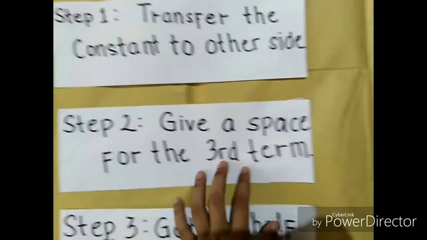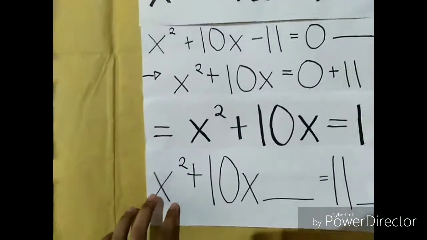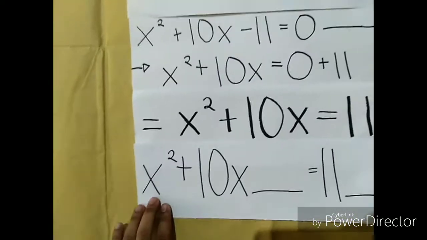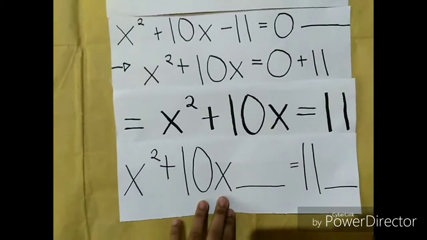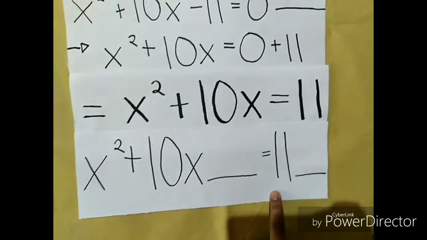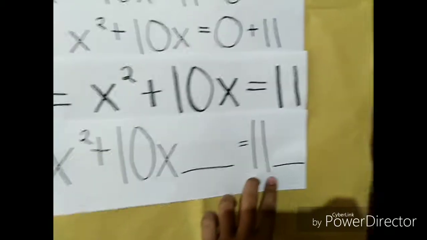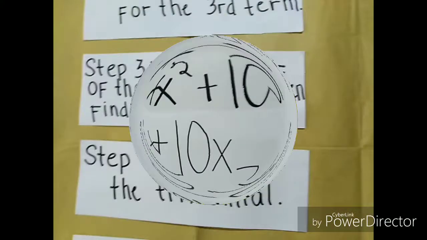So let's proceed to step 2. Give a space for the third term. So it will become x squared plus 10x, then a space, or a blank, equals 11, then a space.